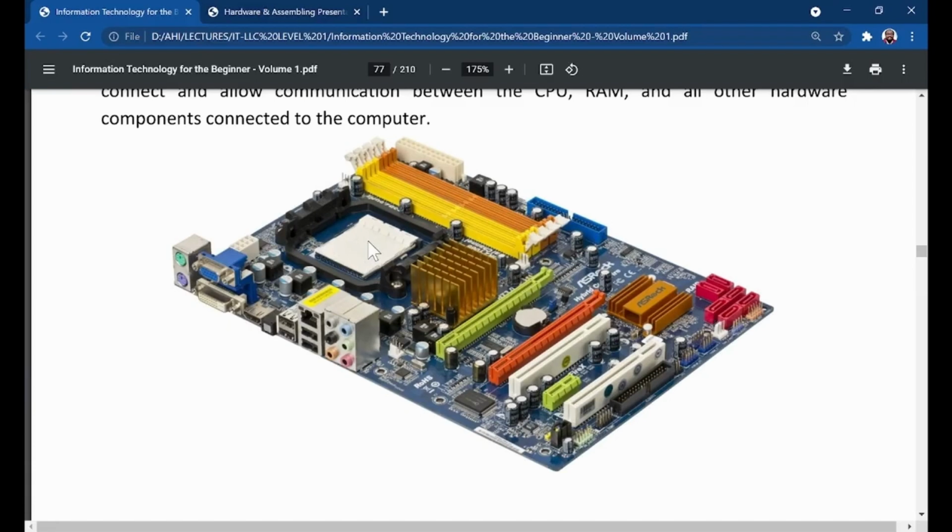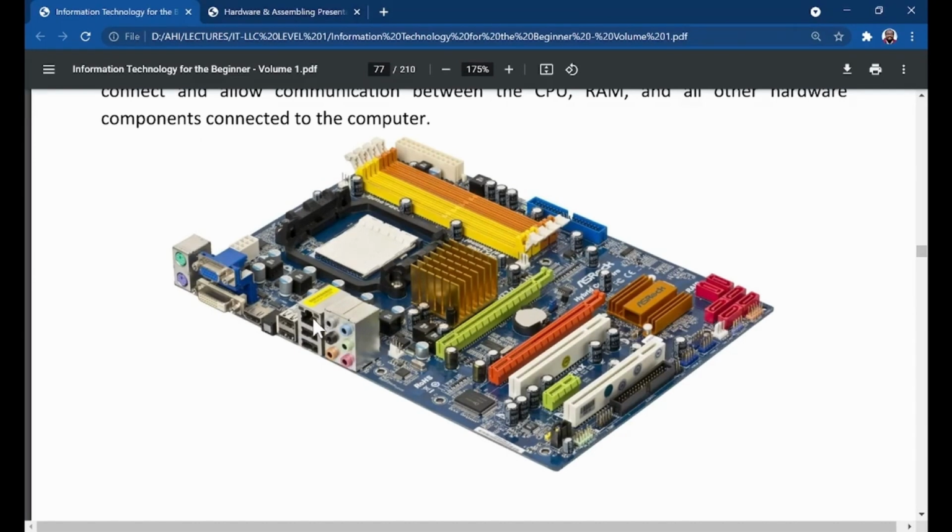If you want to connect a printer to your computer, guess what? You connect to the motherboard. If you want to connect sound into your computer and also have the ability to hear sound, guess what? You connect to the motherboard. Are you with me? If you want to join the World Wide Web, connect to the internet, guess what? You connect to the motherboard.